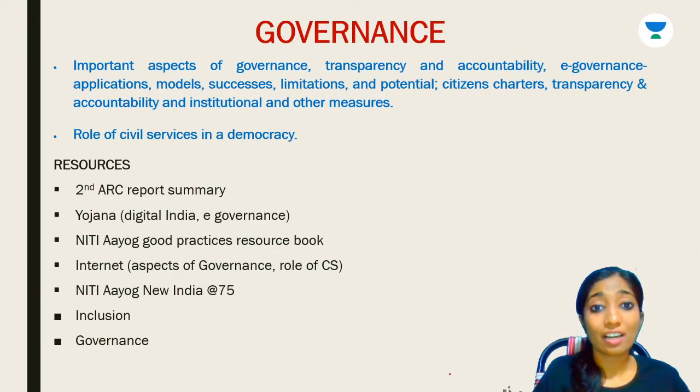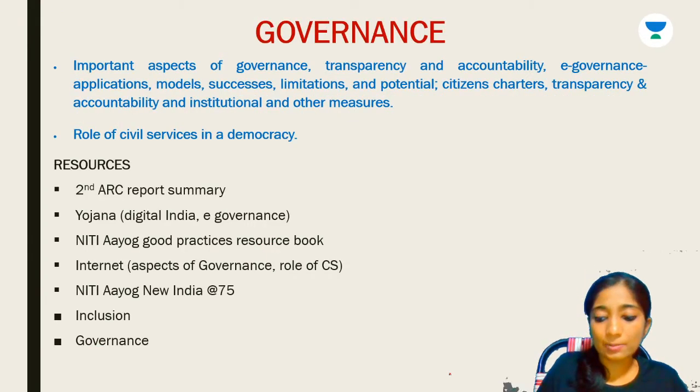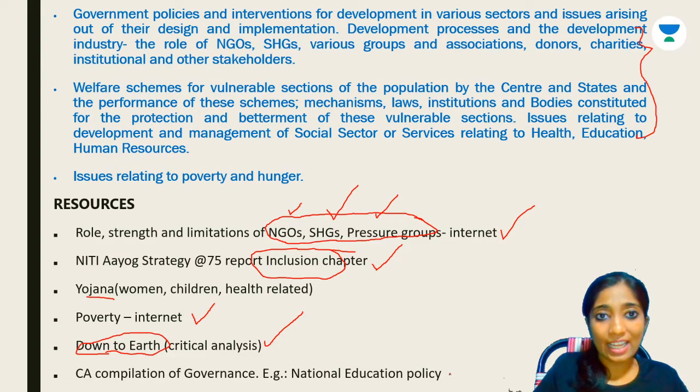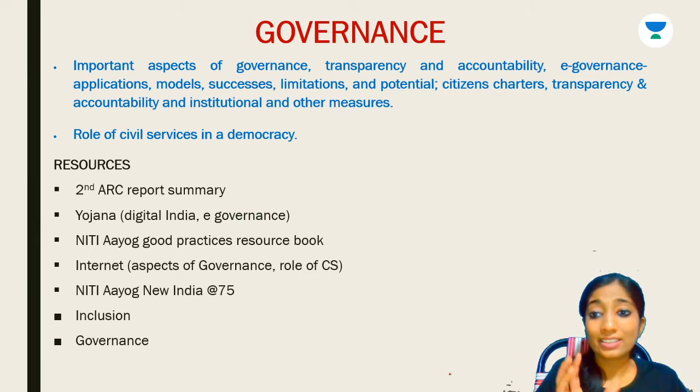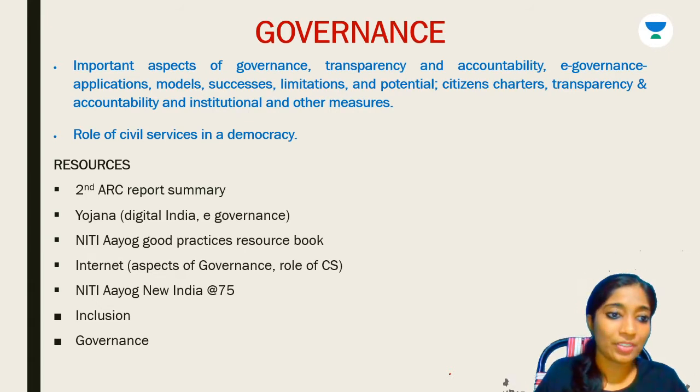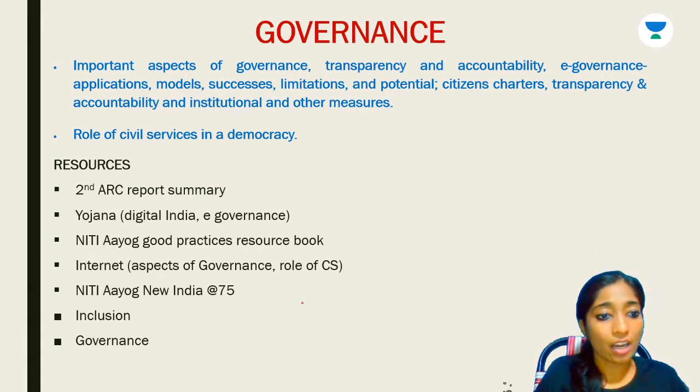Now comes governance. Last page we saw the dynamic portions. Now this is the static portions, that is transparency, accountability, e-governance, citizens charters, etc. For that, I referred again to the Second ARC report summary. There you have all these things: accountability, citizens charter, e-governance, RTI, etc.